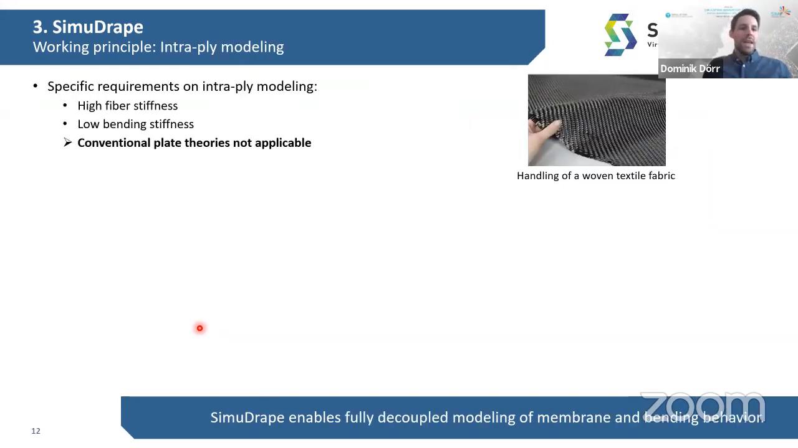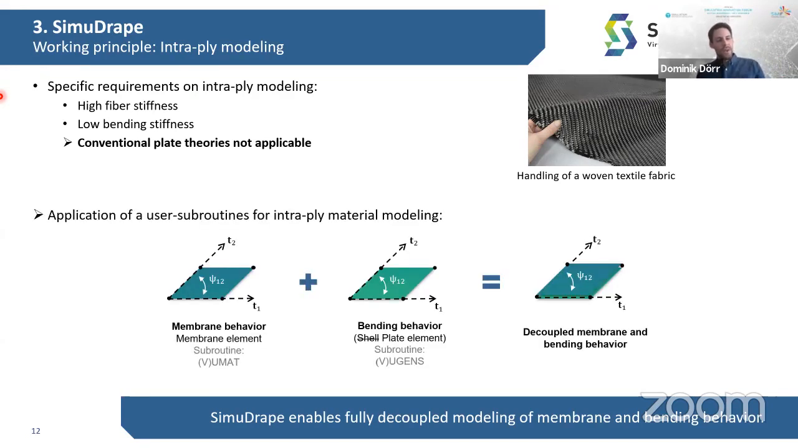Going more into detail on how the modeling approach basically works. For composites forming simulation, we have to know that there are specific requirements on intraply modeling. This results from the fact that we have a very high fiber stiffness and a comparably low bending stiffness. And this means that conventional braid theories are not applicable in composite forming simulation. To circumvent this issue, what's usually done is to model membrane and bending behavior in a decoupled fashion. This is basically not possible using Abaqus built-in approaches, and this is why we are using user subroutines. We do this in combination with superpositioned elements.